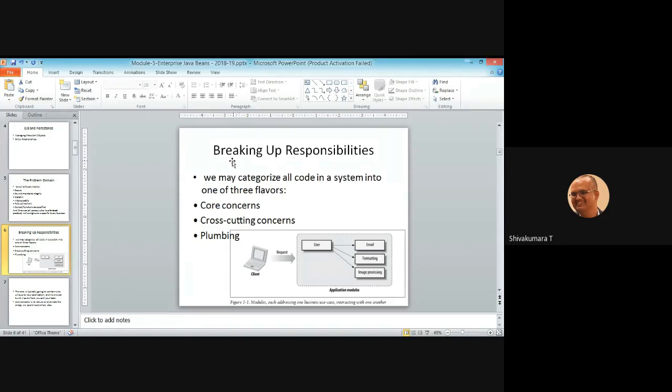These are the three main breakups of responsibility. We can break down into a micro level also. In core concerns itself, if the business logic is simple, one team can handle it. If the complexity is still higher, several teams are needed, and a team is again divided into a number of teams. One good example I would like to tell is SMS, short message service.